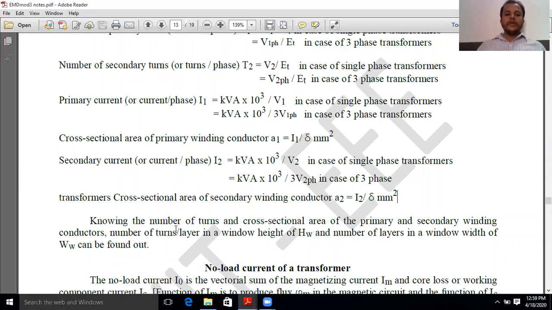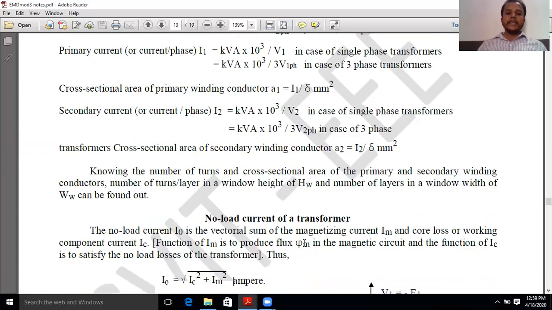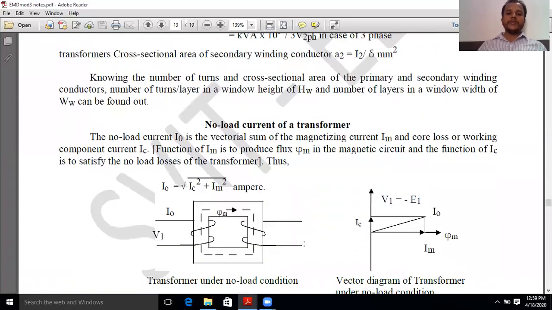So knowing the number of turns and cross sectional area, why do we need to calculate the number of turns and the cross sectional area of primary and secondary? So we can calculate the number of turns per layer in a window height of HW and the number of layers in a window width of WW very easily. So these are very helpful in calculating HW and WW. Now we'll discuss the next topic, that is no load current of a transformer.